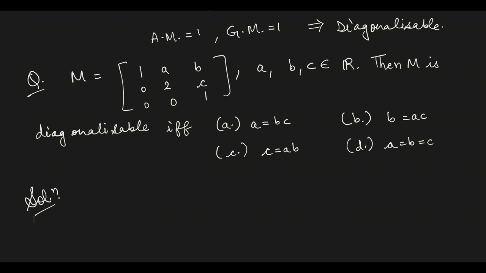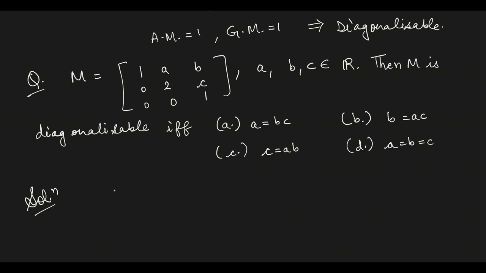It's B. Reason? Or it can be C also. It was MCQ. You can do by options, no? Yes. So it can be either B or C. One thing is clear.